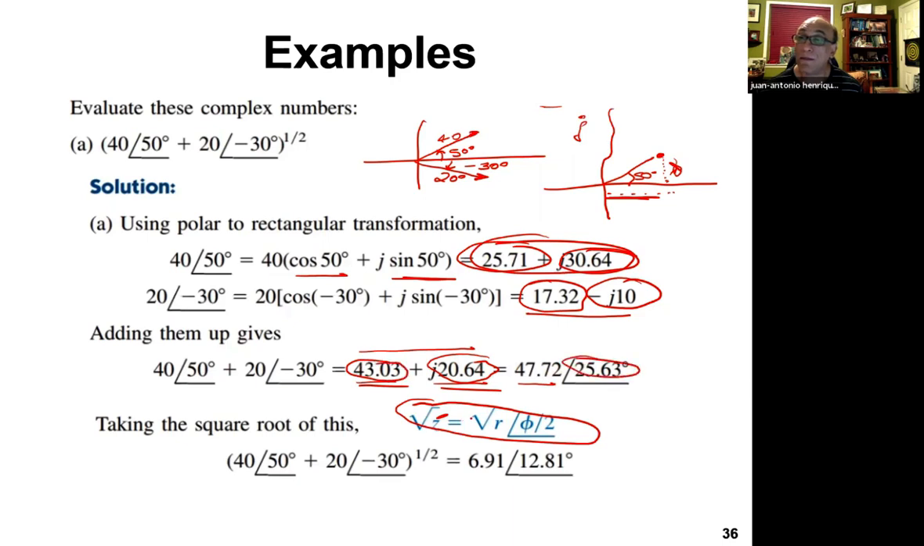Okay? And so now, this is the result of adding these two. The last thing we need to do is take the square root. But now we have polar coordinates. To take the square root, we simply take the square root of this number, and we get 6.91, and we take half of this angle, which gives us 12.81, and that's the answer.